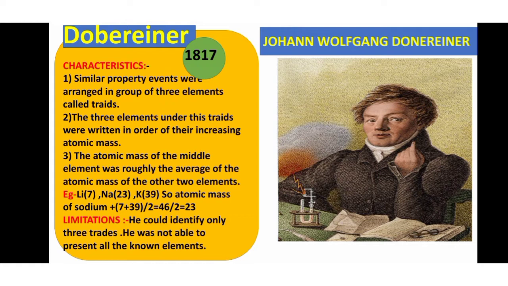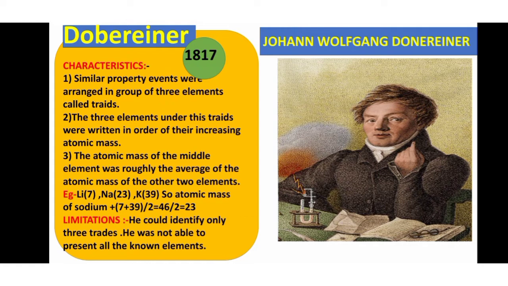Now Dobereiner started classifying the elements. He saw that certain groups of elements, in a group of 3, showed similar properties. When arranged in increasing order of atomic masses, the atomic mass of the middle element was roughly the average of the other two. Now what does that mean? Let us see with the help of an example which he has given.